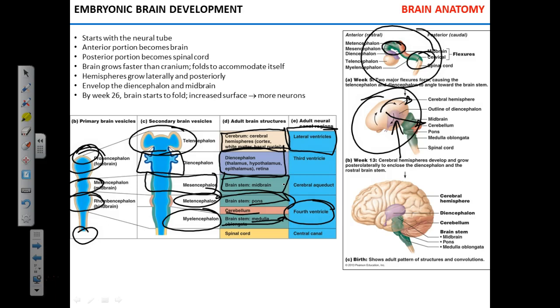Brain, here's the thing. First of all, it wraps around the diencephalon and the midbrain. But the thing is, the cranium, your skull, is smaller than the brain. So the brain, in order to fit in the cranium, has to fold. Does that make sense? That's where those folds are coming from. Now, folds are not just because it doesn't fit there. Folds increase what? Surface area. And surface area means more neurons in that surface. And it turns out the cortex is the part of the brain that's responsible for your voluntary actions. Does that make sense?